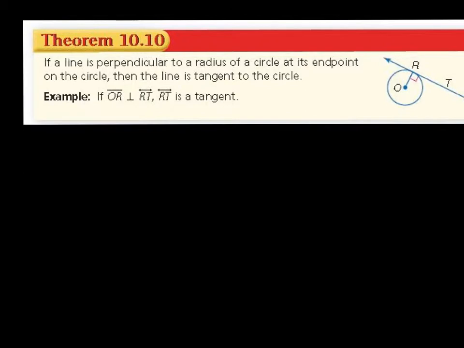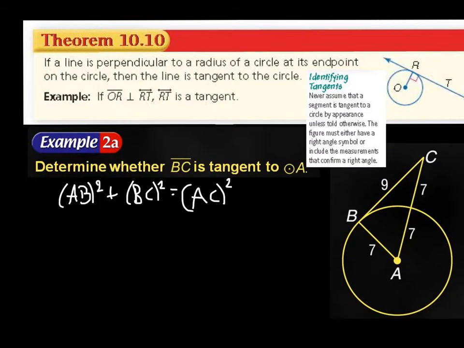Now they let the converse of theorem 10.9 be its own theorem. If a line is perpendicular to a radius of a circle at its endpoint on the circle, then the line is tangent to the circle. And they warn us to never assume that a segment is tangent to a circle by appearance unless told otherwise. The figure must either have a right angle symbol or include the measurements that confirm a right angle.